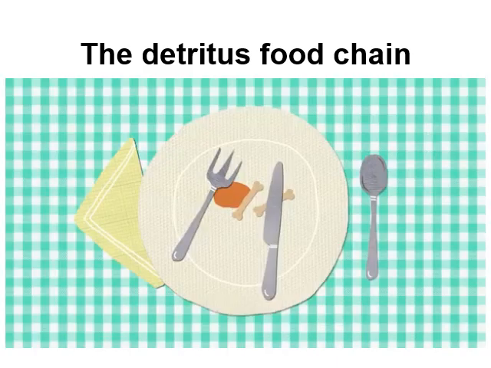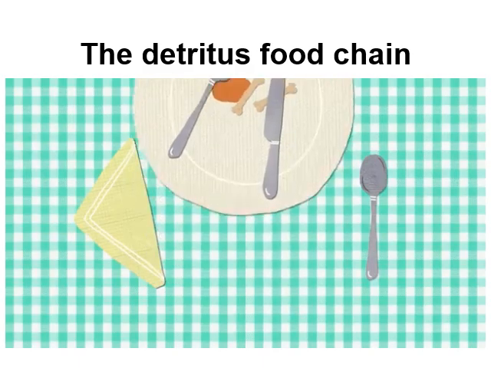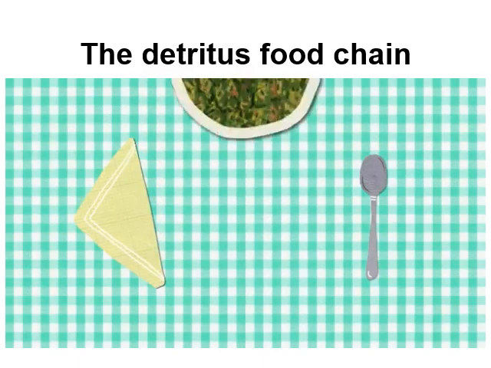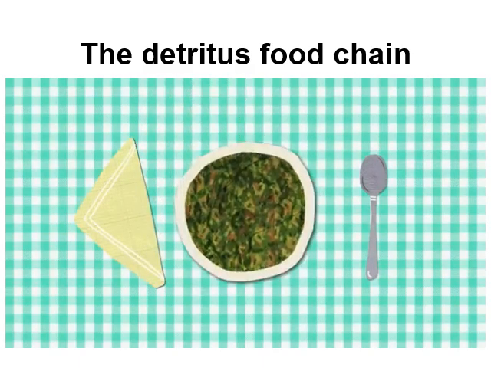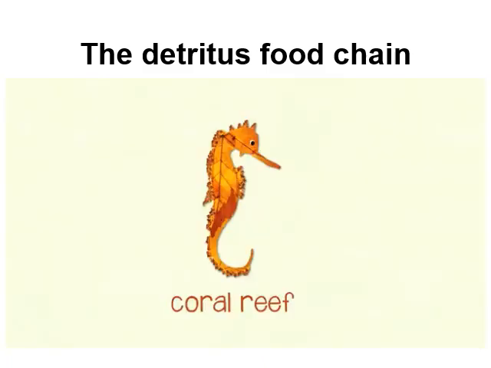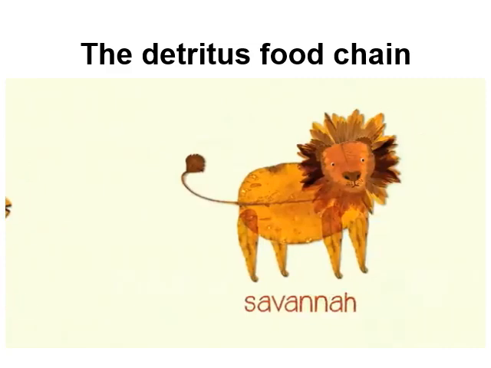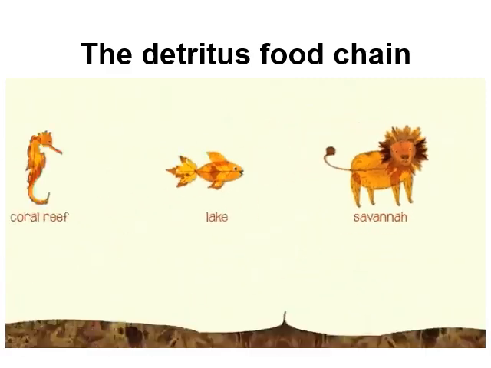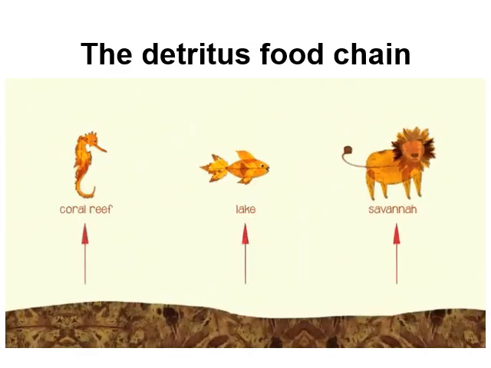So really, you and most of the matter in your body are just 2 or 3 degrees of separation from things like pond scum. All species in an ecosystem, from the creatures in a coral reef, to the fish in a lake, to the lions on the savanna, are directly or indirectly nourished by dead stuff.